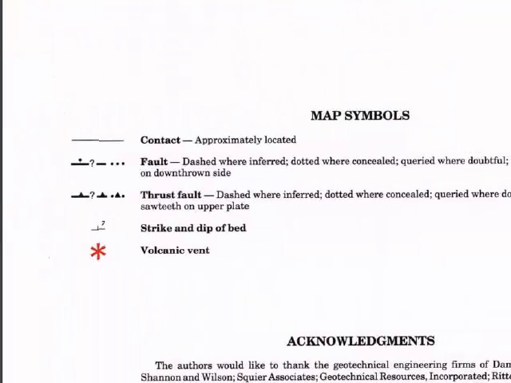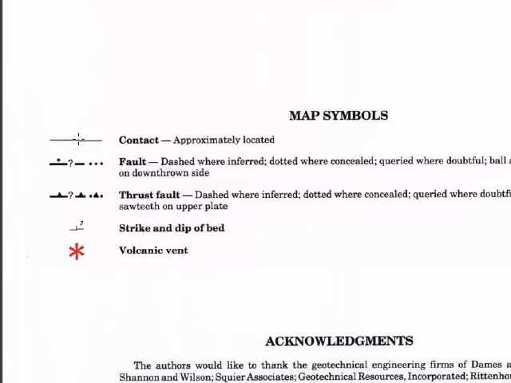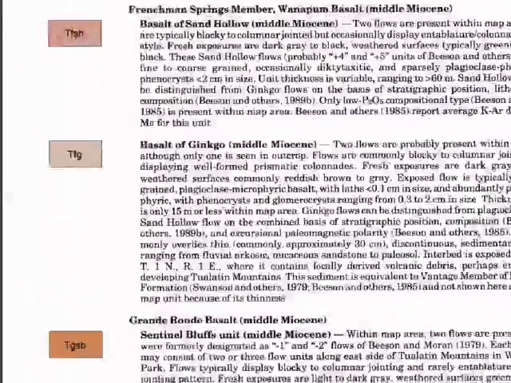So we also have our map symbols telling you the contacts, faults, strike and dip, volcanic vent. I mean, these are going to vary depending on your map. Some maps have lots, some don't have so many.